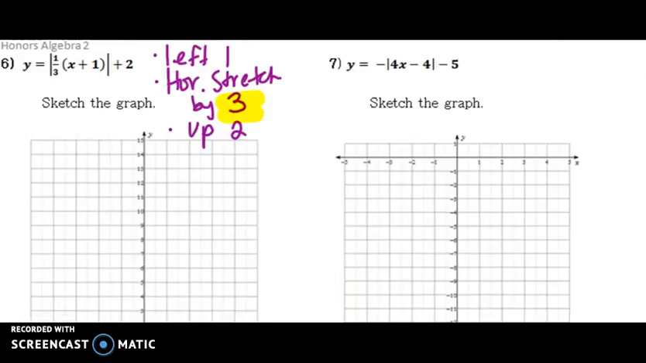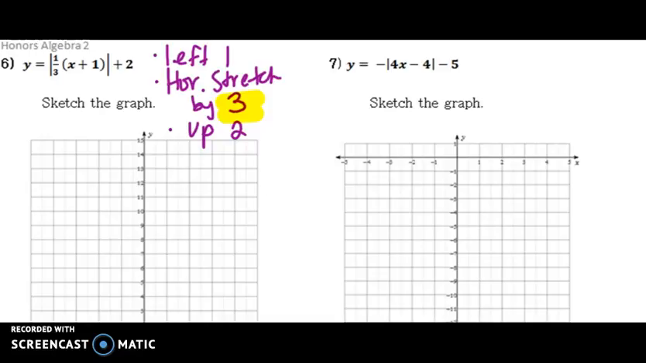Okay, so on the next one, it shows a left 1 movement. I've already written these out. It shows a horizontal stretch, and the number on the equation says 1/3, but remember you have to use the reciprocal when it's on the inside. So that's by 3, and then it's going to move up 2. Okay, so go ahead. I want you to try to graph this on your own. So hit pause, try to graph it on your own.